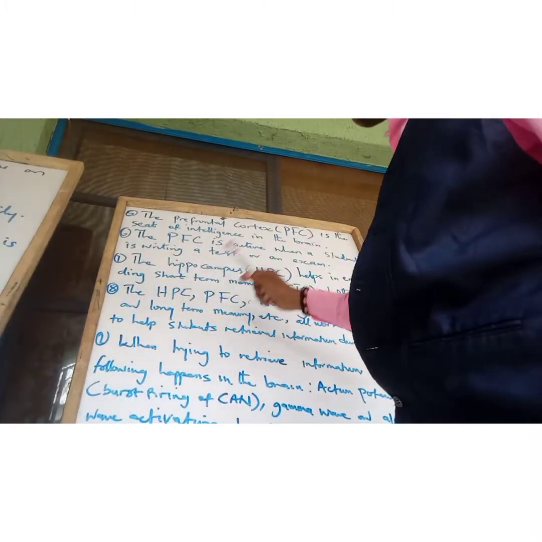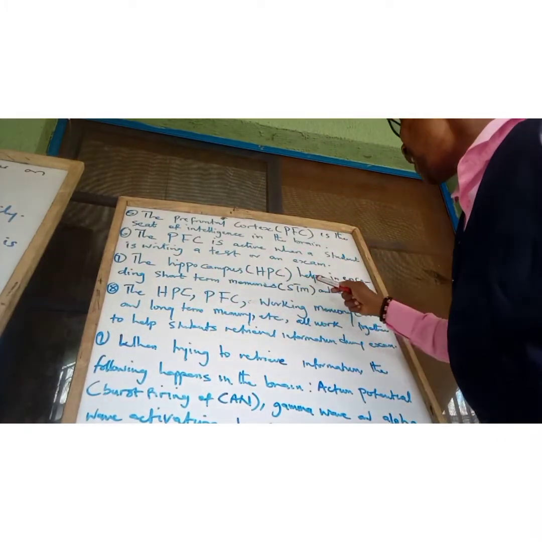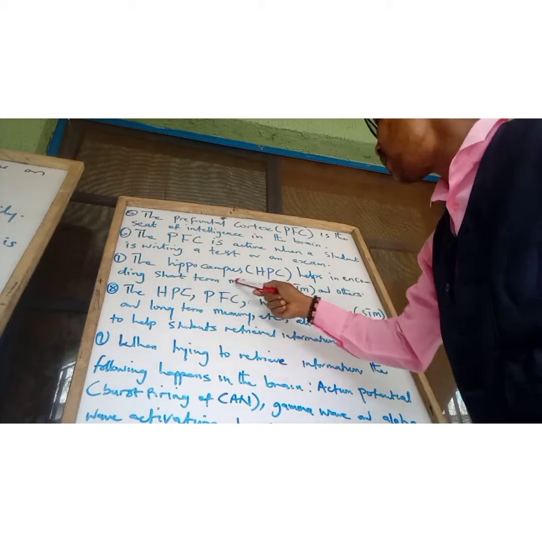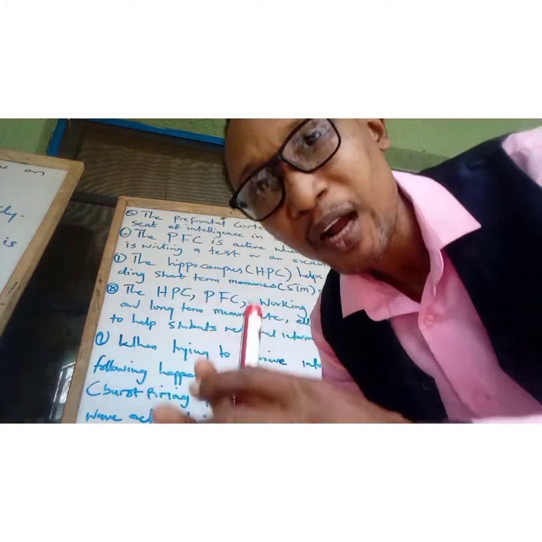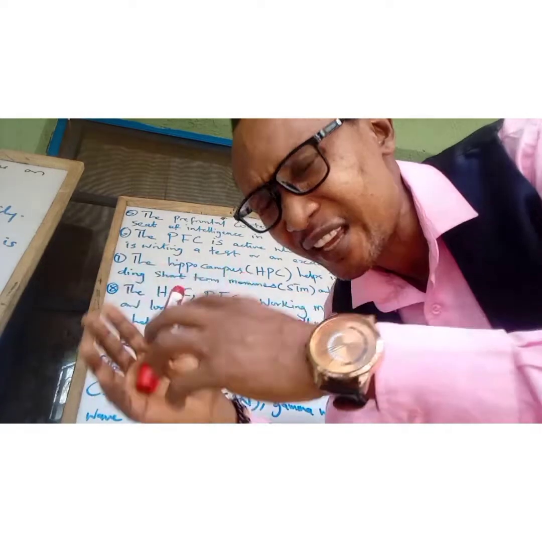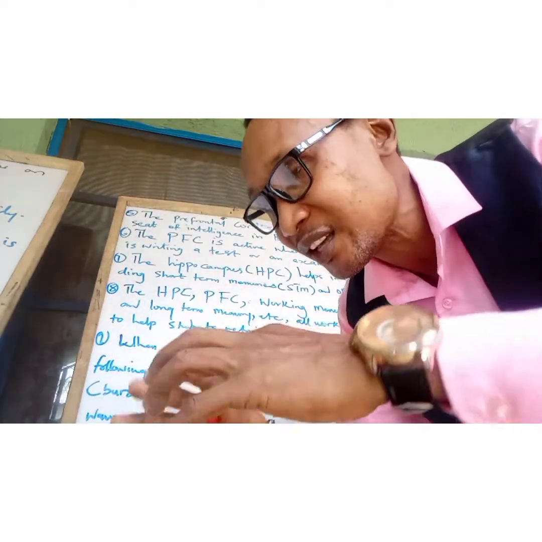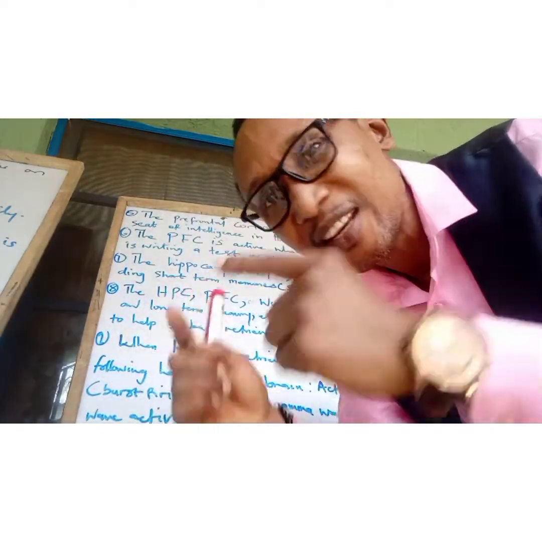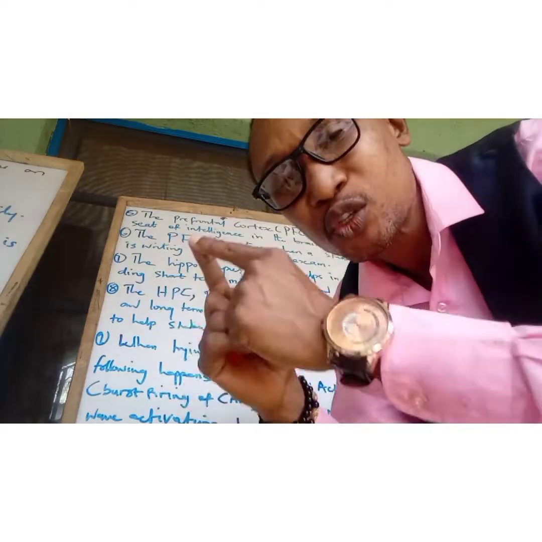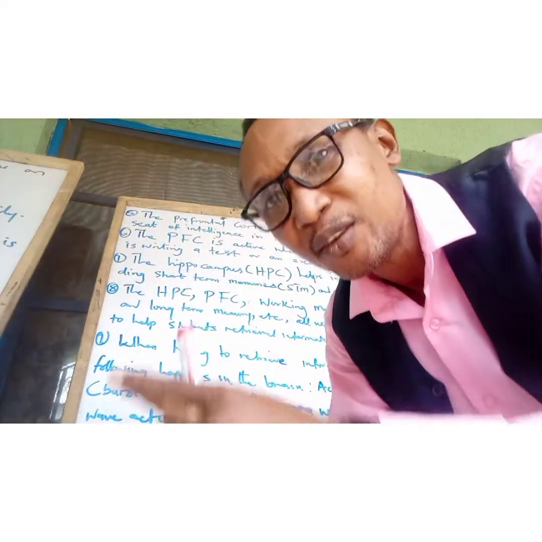Then the next one is the hippocampus, which helps in encoding short-term memories and others. The hippocampus is that organ. It looks like a seahorse. It is that organ in the brain that encodes short-term memory in the learning or educational environment.